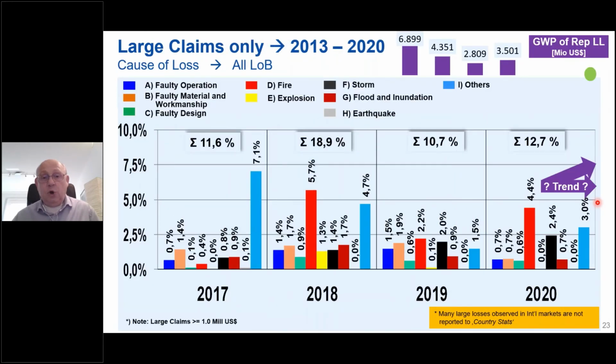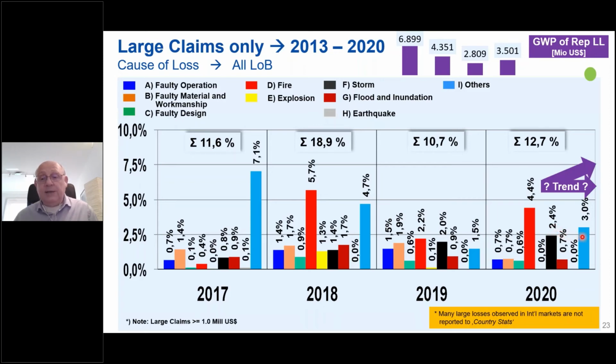This is now cause of loss. Has there been any change in the pattern? You see on the top, there are all the various loss causes here. And you can, of course, not talk for hours about the percentages here, but I think what's remarkable is that from time to time, you get a larger fire loss. There's one, here's another one. It's an ongoing issue with storm, flood, and inundation, quite a substantial loss segment here.